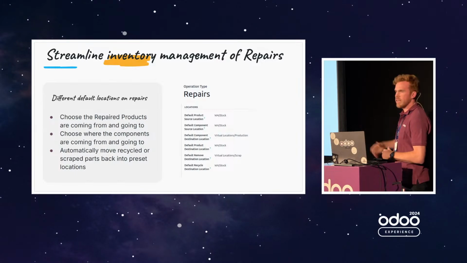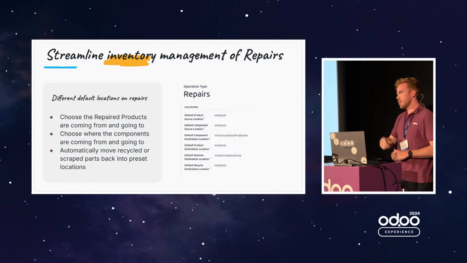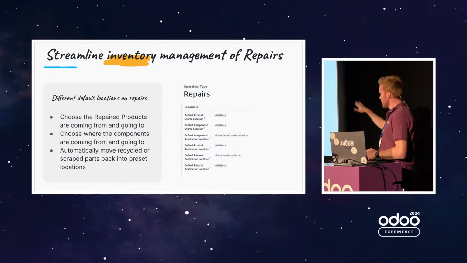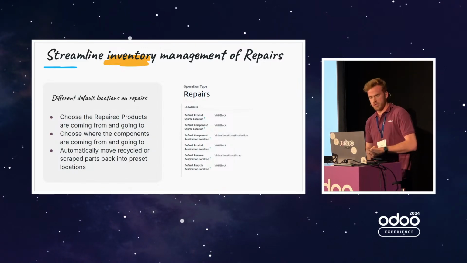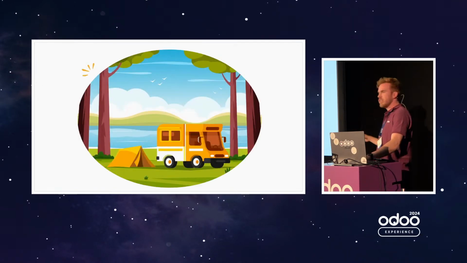And as was already the case in V17, we can automatically move recycled or scrapped parts to a preset location. You'll see all of that as well in the demonstration. So I want to show it to you, but let me quickly introduce the use case.